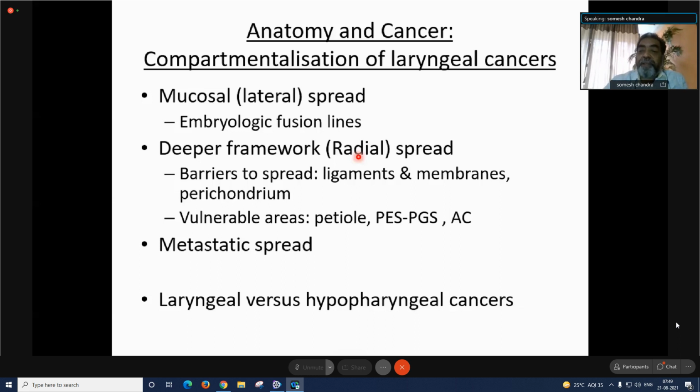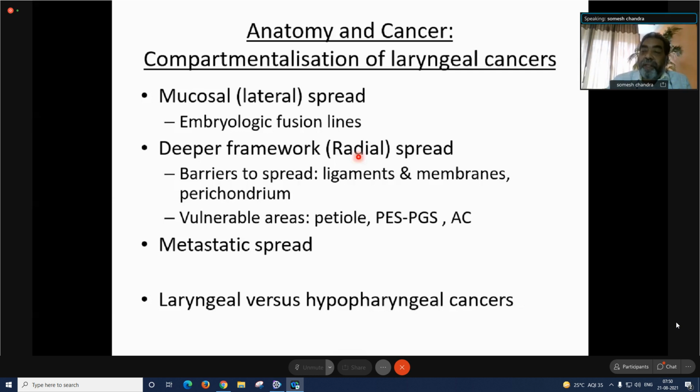And then we come to the anterior commissure. The anterior commissure is where the two vocal cords meet, and these are attached to the angle of thyroid cartilage by a connective tissue ligament, a tendinous structure which is called the Broyles ligament or the anterior commissure ligament. So this is a very tough structure, and it prevents tumor spread into it.